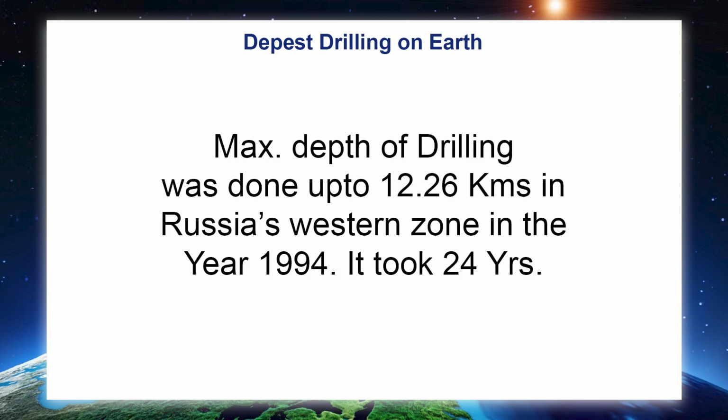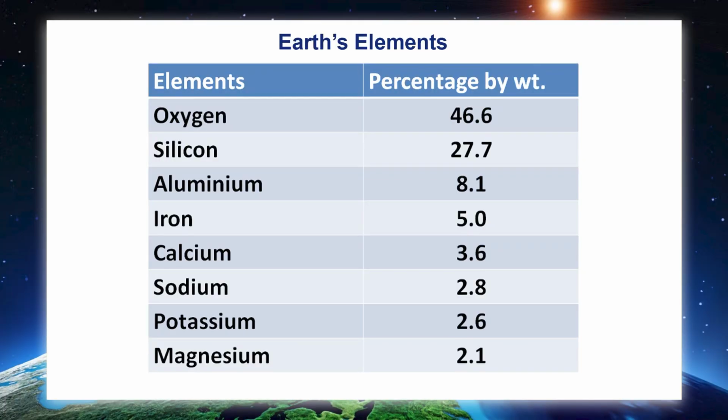Maximum depth of drilling was done up to 12 kilometers in the western zone of Russia in the year 1994. It took 24 years. Just for general knowledge I have added this, so that you can understand how difficult it is to go for drilling, and that too up to 12 kilometers, which means around 70% of the earth crust has been covered in this drilling.